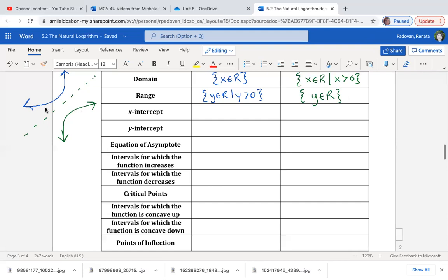And that's it. It doesn't touch the x-axis. It goes up from there. So NA or none, there are no x-intercepts. And for this green one here, it crosses the x-axis. I don't want to draw it, but if you take a look at 1 and 0, go up to your graph at 1 and 0.